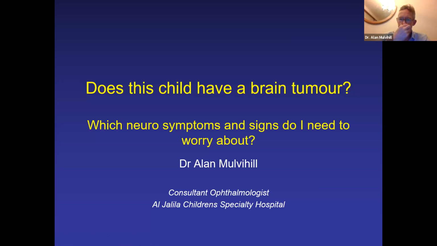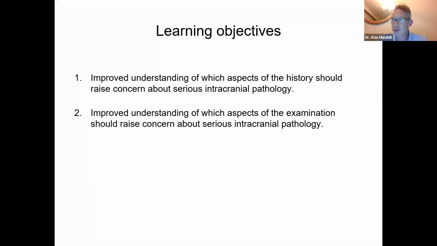So I'm going to talk about the sort of symptoms that you might expect or be worried about in a child that may or may not have a brain tumor. This is a common concern for pediatricians and emergency room doctors and pediatric ophthalmologists and oncologists. So I was asked to give a few suggestions or learning objectives. I think it's good to have an idea of what we want to get out of a talk.